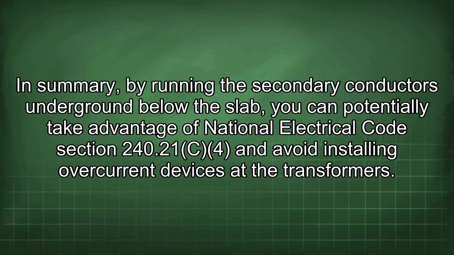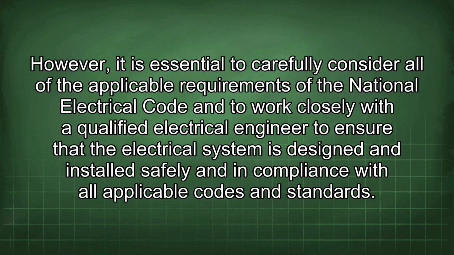In summary, by running the secondary conductors underground below the slough, you can potentially take advantage of National Electrical Code Section 240.21(C)(4) and avoid installing overcurrent devices at the transformers. However, it is essential to carefully consider all of the applicable requirements of the National Electrical Code and to work closely with a qualified electrical engineer to ensure that the electrical system is designed and installed safely and in compliance with all applicable codes and standards.